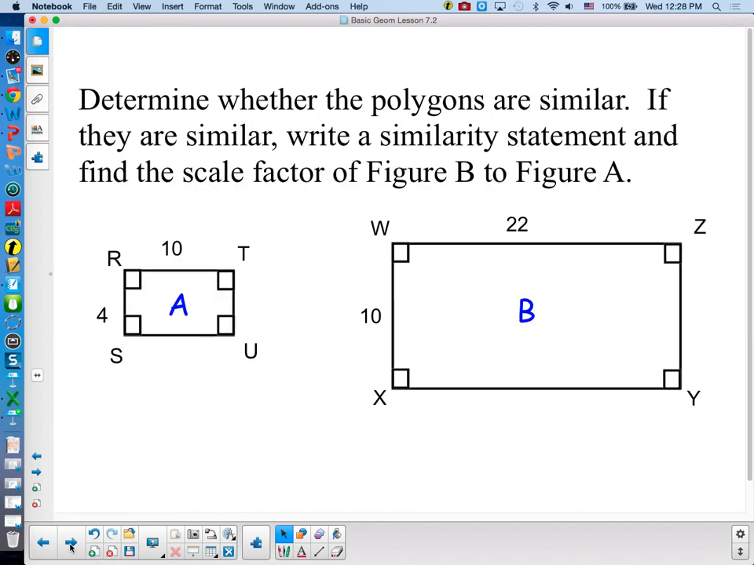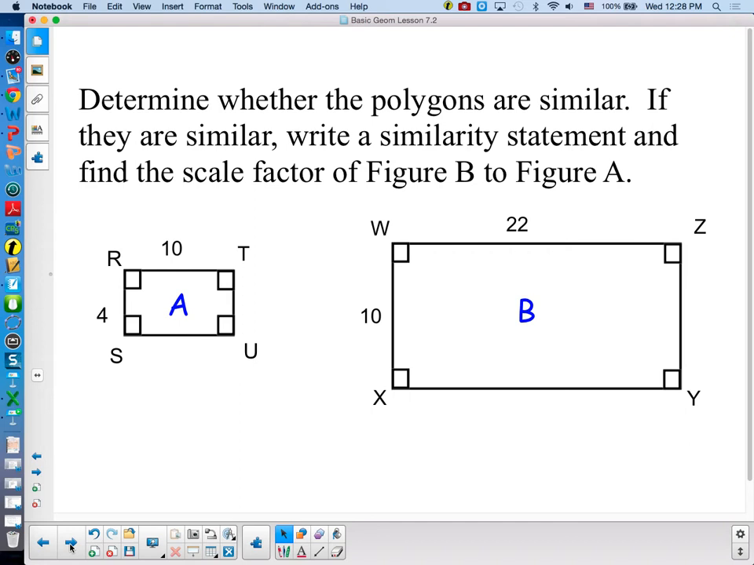So here's some practice problems. Determine whether the polygons are similar, so we're going to do a yes or a no. If they are similar, write a similarity statement and find the scale factor figure B to figure A. Okay, so two things we have to do to determine if they're similar. Look at angles and then look at sides. What has to be true about the angles? They all have to match up.